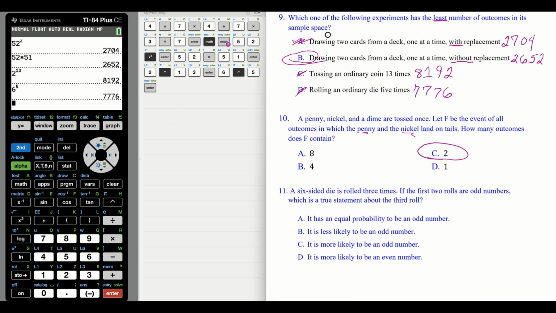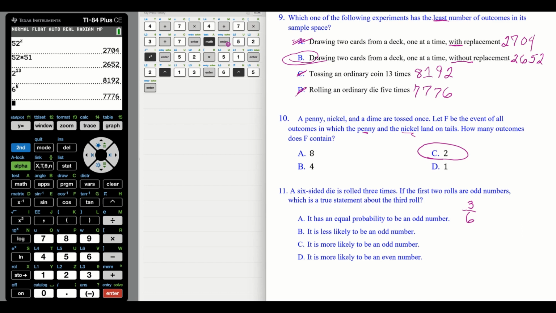Number 11. A six-sided die is rolled 3 times. If the first 2 rolls are odd numbers, which is a true statement about the third roll? Okay, we have a six-sided die. That's an ordinary die, meaning the total outcomes for each roll is 6. We have the first 2 odd numbers. Well, there are 3 odd numbers, so that's 3 out of 6 for the first roll. Same for the second roll.